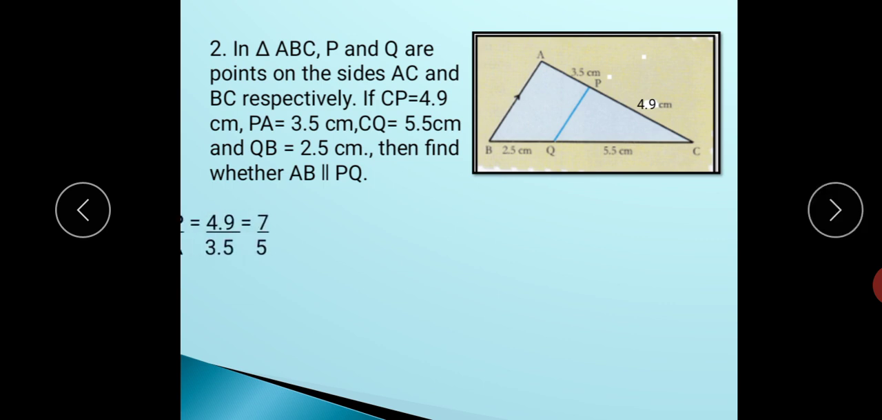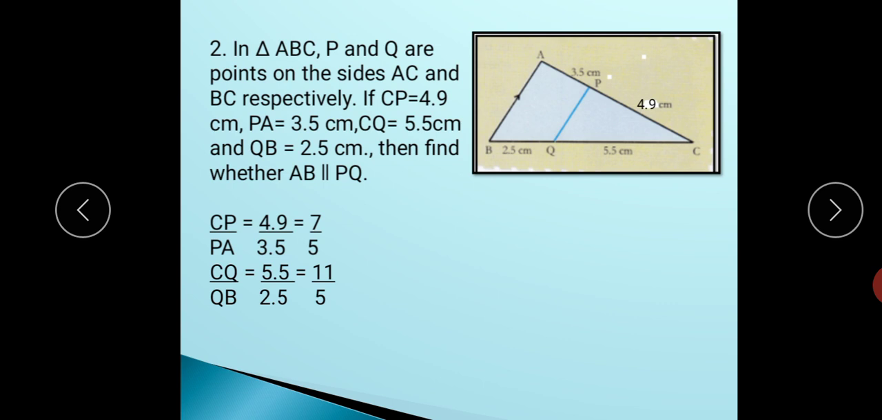So let's find the ratio. First ratio is CP upon PA. And we get 4.9 upon 3.5, which can be written as 49 upon 35. So 7 7s are 49, 7 5s are 35. So 7 upon 5 is the ratio. Let's go to the other ratio. CQ upon QB, which is 5.5 upon 2.5, which is 55 upon 25. Common factor is 5, so you will get 11 upon 5.